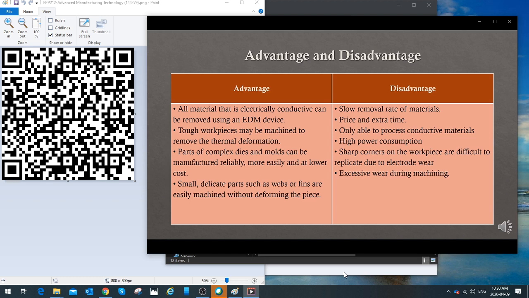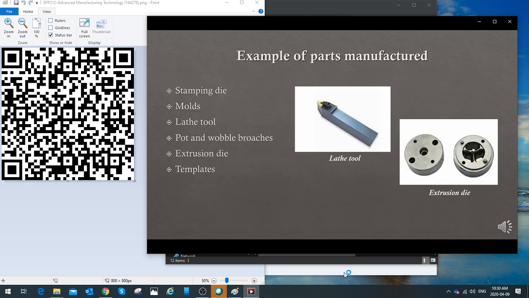For disadvantages: slow removal rate of materials, price and extra time, only able to process conductive material, high power consumption, and sharp corners on the workpiece are difficult to replicate due to electrode wear, excessive wear during machining. These are some examples of parts manufactured by EDM process: stamping die, mold, lathe tool, pot and wobble broaches, extrusion die, and templates.